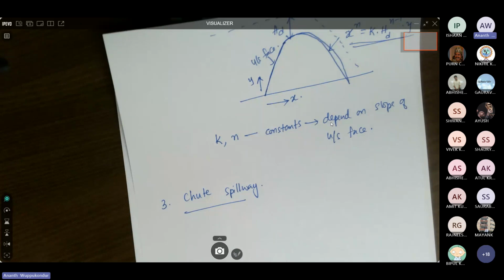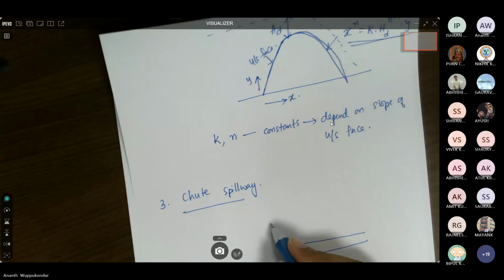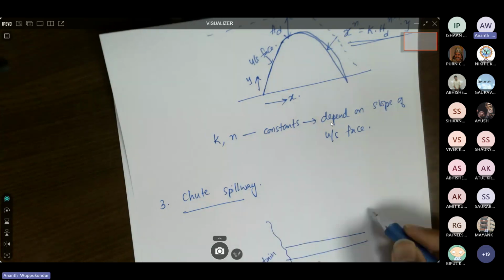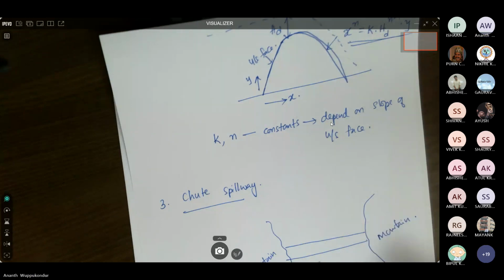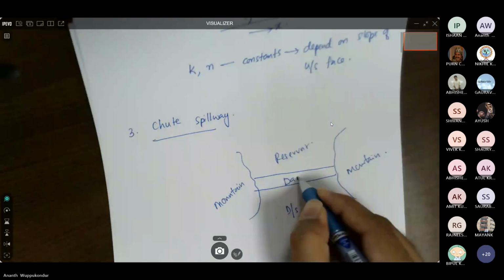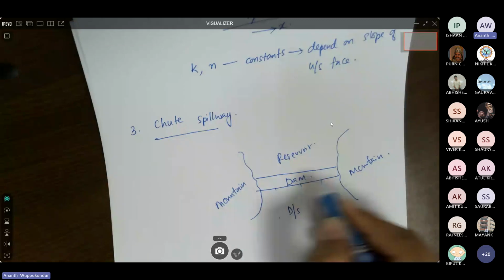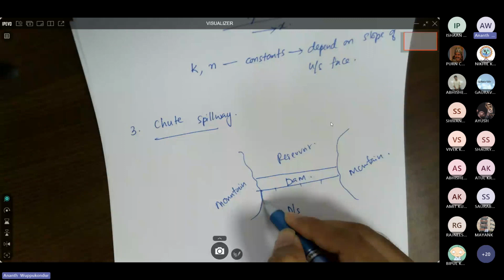So let us say I'm looking at the dam from the top. So this is my plan view. Let's say this is a mountain here, and then a mountain. So this is the reservoir, and this is downstream. And this is the dam. Now a chute spillway is, instead of providing a spillway all across the dam, if I just provide a spillway in one particular section. So let's say I am providing the spillway here.